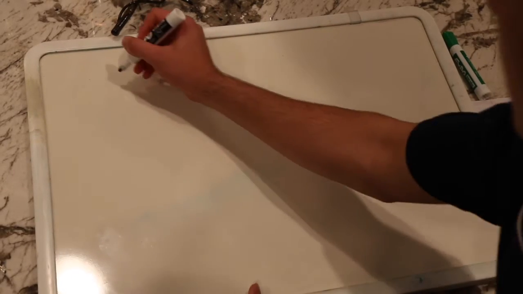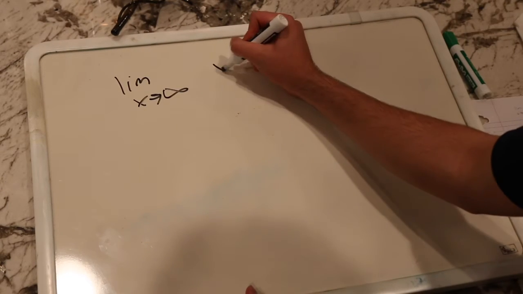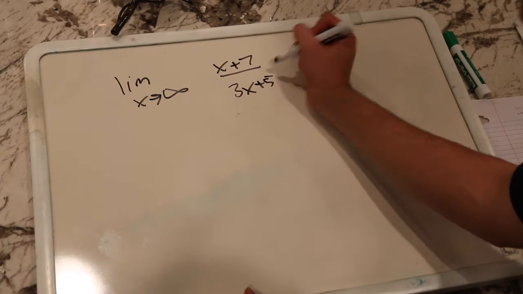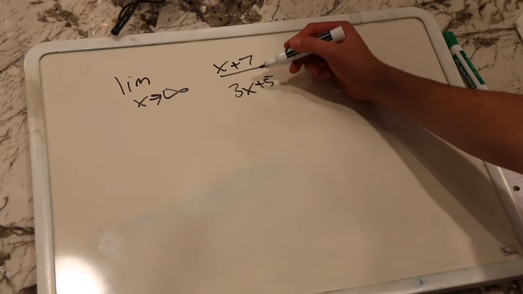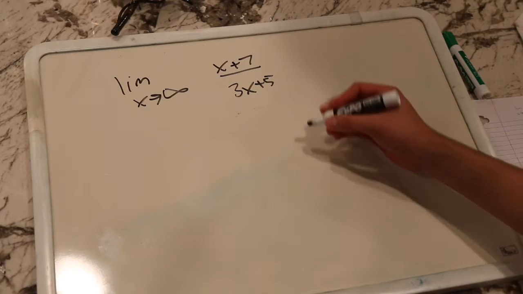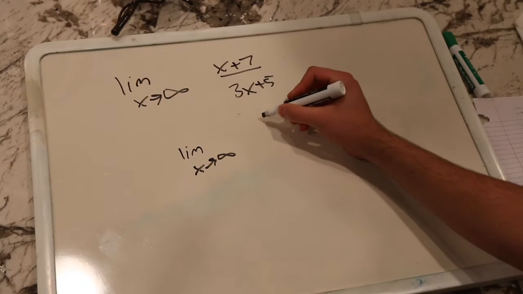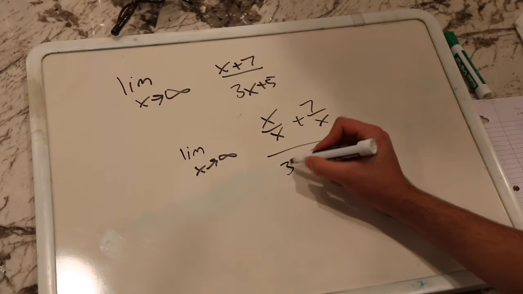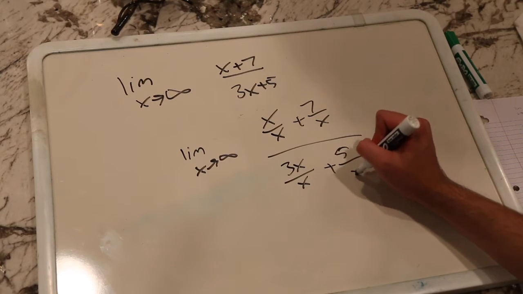So our next problem is going to be the limit as x approaches infinity of x plus 7 over 3x plus 5. So we're going to do the same thing. We're going to divide by the largest degree in the denominator, and in this instance both degrees are going to be x, so it wouldn't really matter. So we're going to do the limit as x approaches infinity of x over x plus 7 over x, all over 3 over x plus 5 over x.